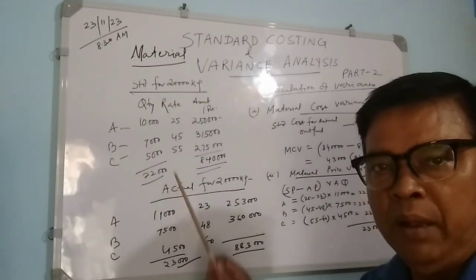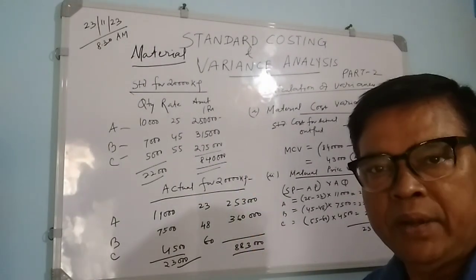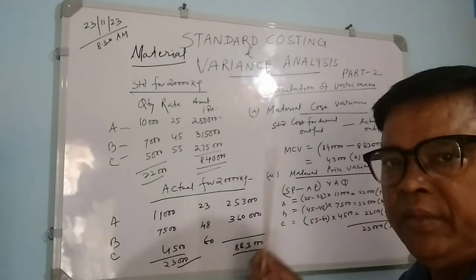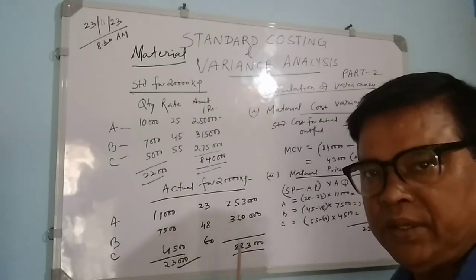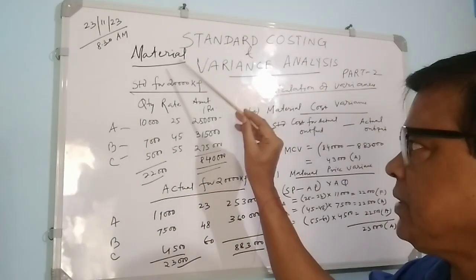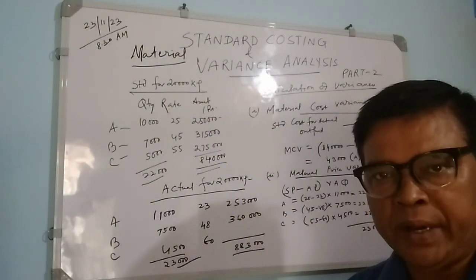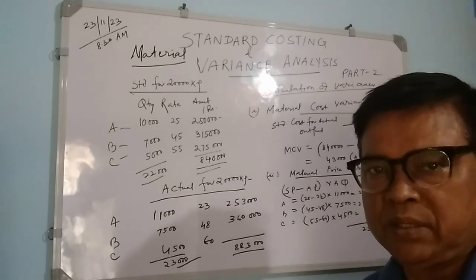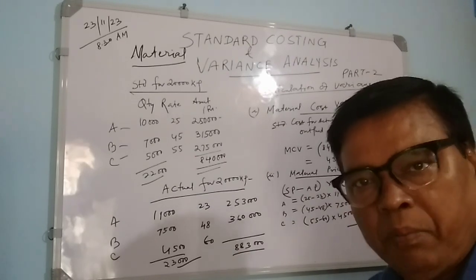In our cost of production, three components are there: material, labor and overhead. Different types of variances will be there in different stages. Today we will be discussing material variance. Material is the major component of any production; more than 60 to 70% of your cost will be from material only.